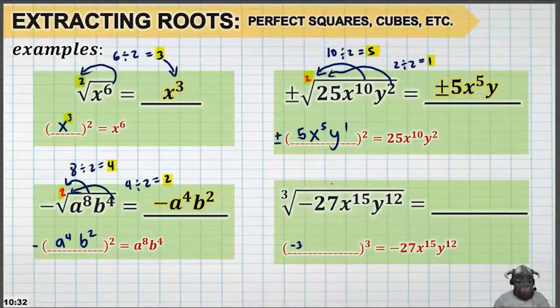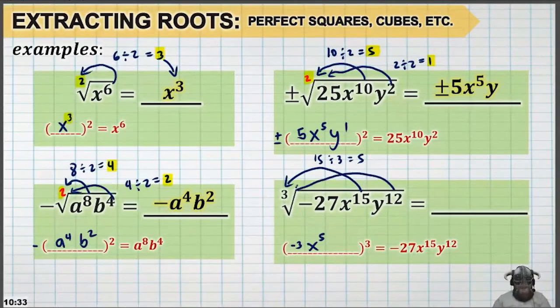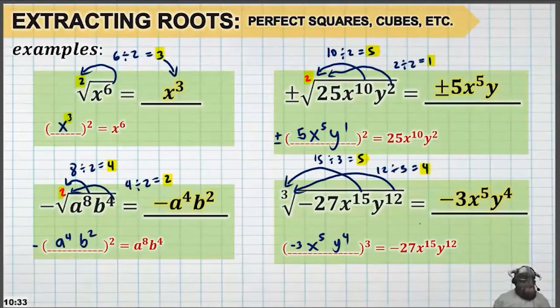Then dito, nakasulat naman na yung index na 3. So doon na lang tayo magde-divide. So ang exponent ni x ay 15. So 15 divided by 3, the answer is 5. So ang exponent ni x natin ay 5. Then 12 divided by 3 is equal to 4. So ang exponent ng y natin ay 4. So very good if you answered negative 3, x raised to 5, y raised to 4.